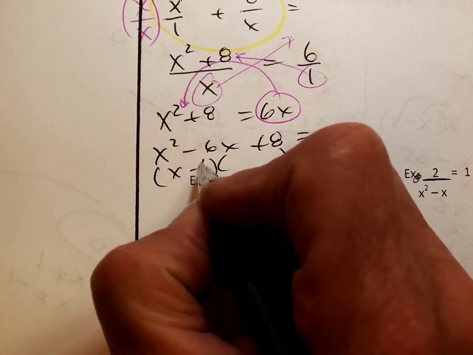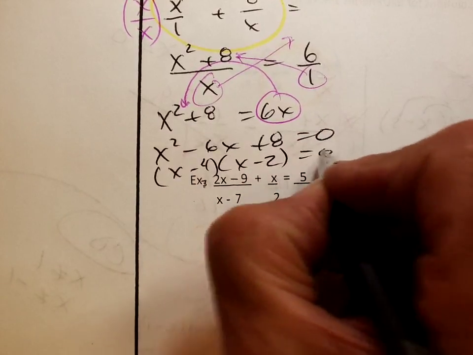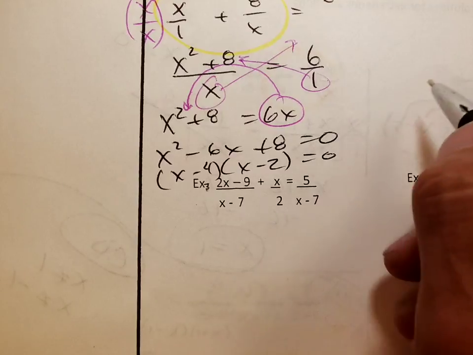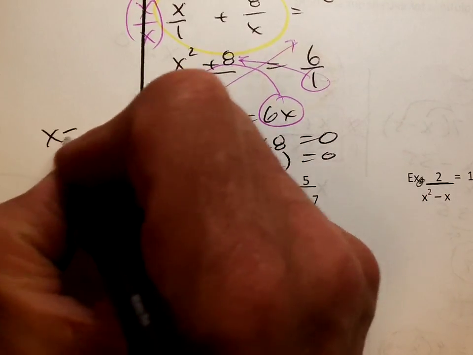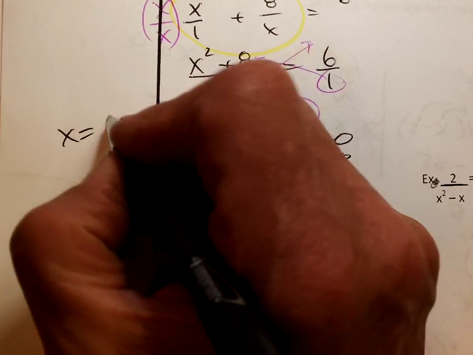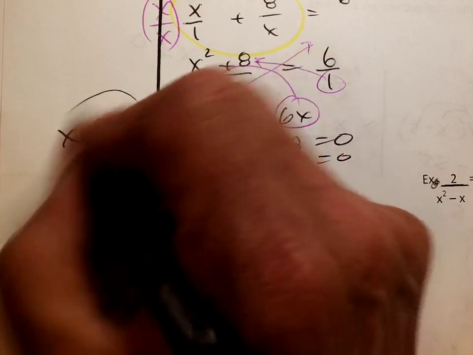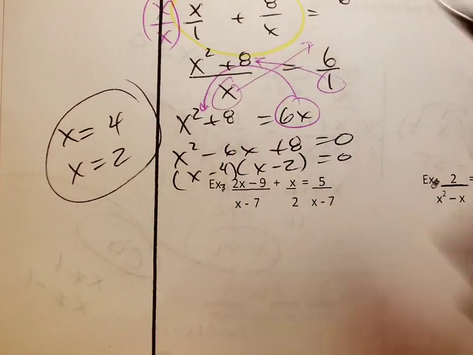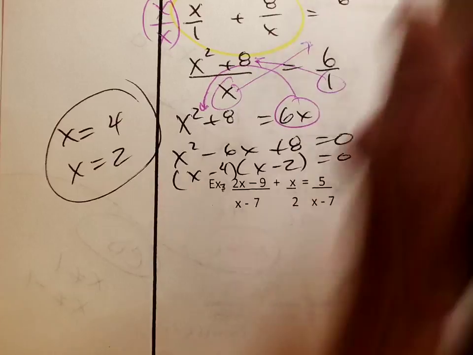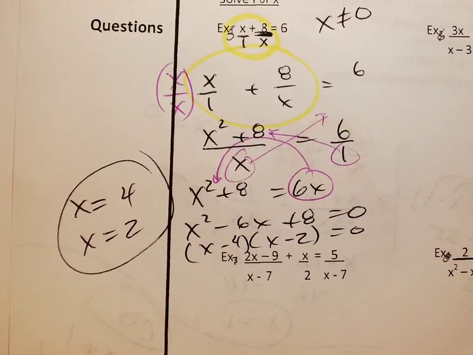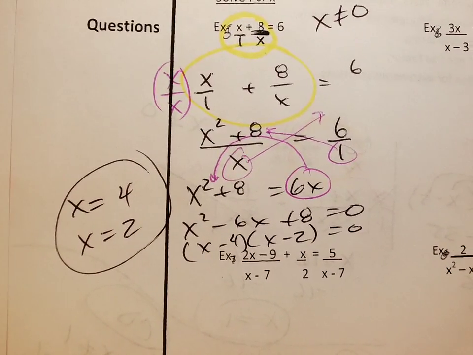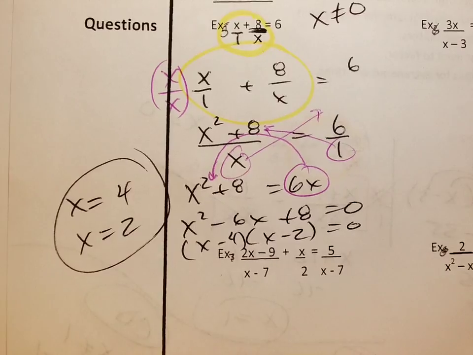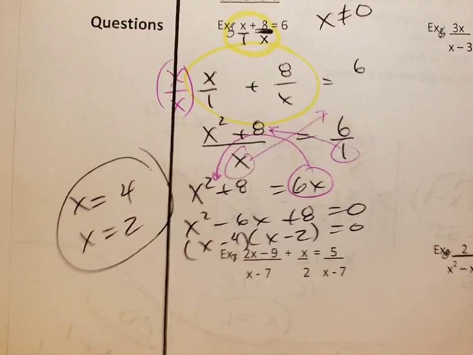X minus 4, x minus 2 equals 0, or x equals 4, and x equals 2, which I think are okay, because originally the only thing x could not equal was 0, right? Thumbs up? That was a little bit harder, but we had to factor, and we know how to factor.